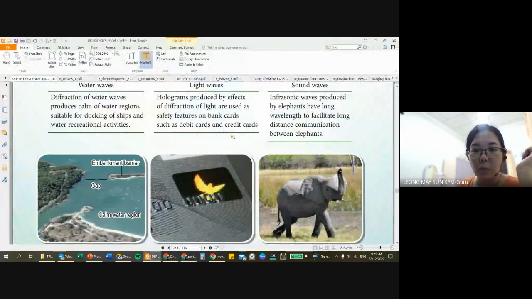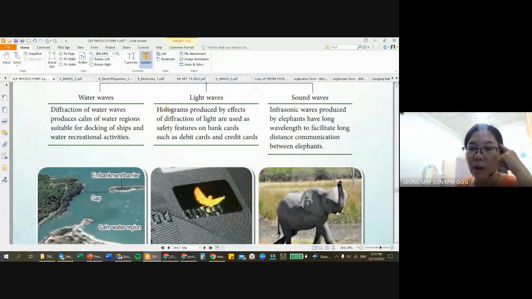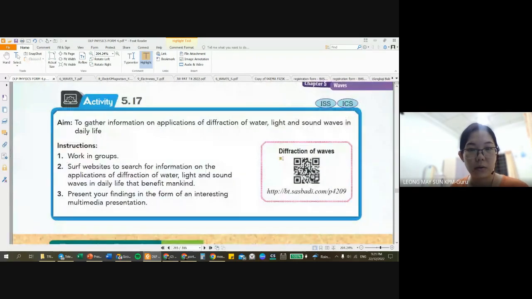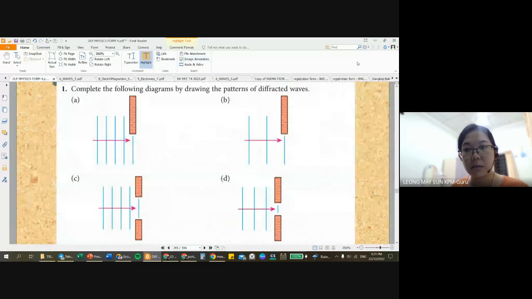Then we have light wave. Holograms produced by the effects of diffraction of light are used as safety features on bank cards, such as debit cards and also credit cards. Sound wave: infrasonic wave produced by elephants has a long wavelength to facilitate long distance communication between the elephants. So the sound produced by the elephants has long wavelength, and that's how elephants can communicate between them. Okay, so that ends diffraction of wave.